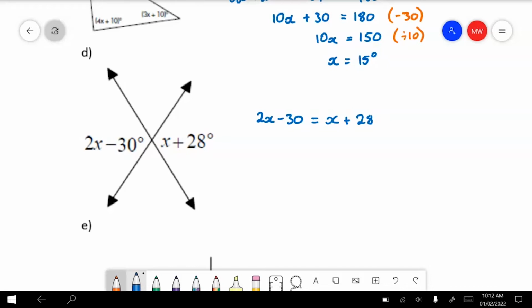And now I'm just solving for x. I'll add 30 to both sides. That will leave me 2x on the left. It'll leave me x plus 58 on the right. I will subtract x from both sides, and I'm left with x equals 58 degrees, and that one's been solved.